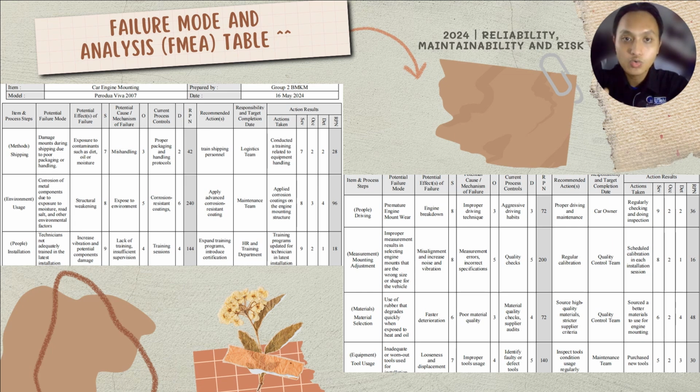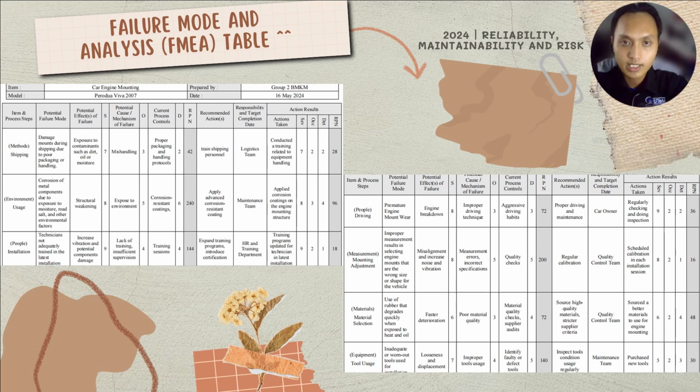We take action to decrease the RPN. The responsibility for this failure mode we assign to the logistics team. The action taken is to conduct training related to equipment handling. From the action, we can lower the RPN, and we get 28. This procedure is also the same for all of the failure modes, which are environment, people, measurement, materials, and also equipment.